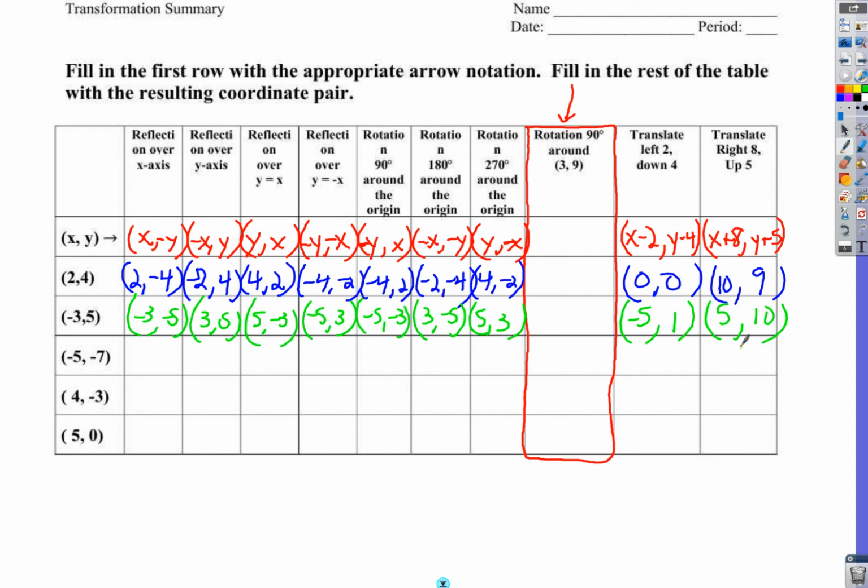Okay, for the 180, we're supposed to keep X and Y in the same position and change both signs. That's why I tried to stress to you, don't think of it as making it positive or making it negative. Think about taking what you're starting with and changing the sign. So if I change the sign on the -3, what does that become? Positive 3. If I change the sign on a +5, what does that become? -5. Any other disagreements? Everything is kosher.